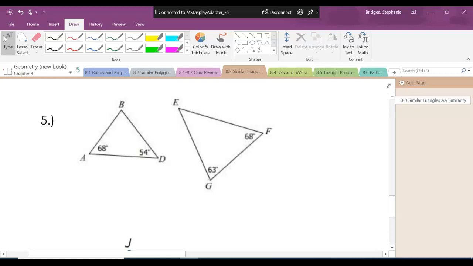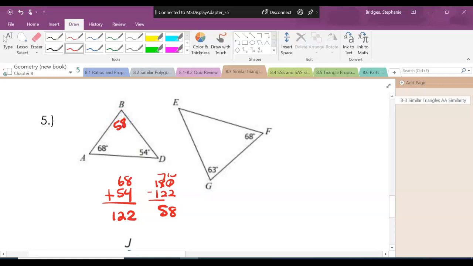It doesn't matter which triangle you figure out the missing angle for. I'm going to do the first one. I'm going to add 68 and 54. That's going to give me 122. And then I'm going to subtract that from 180, which is going to give me 58.